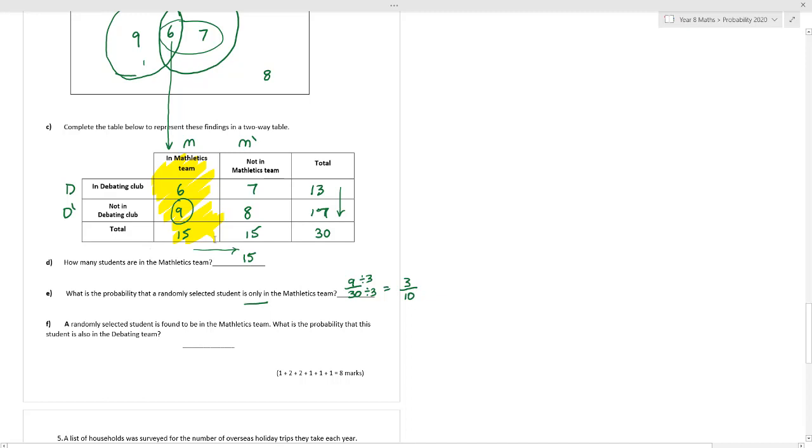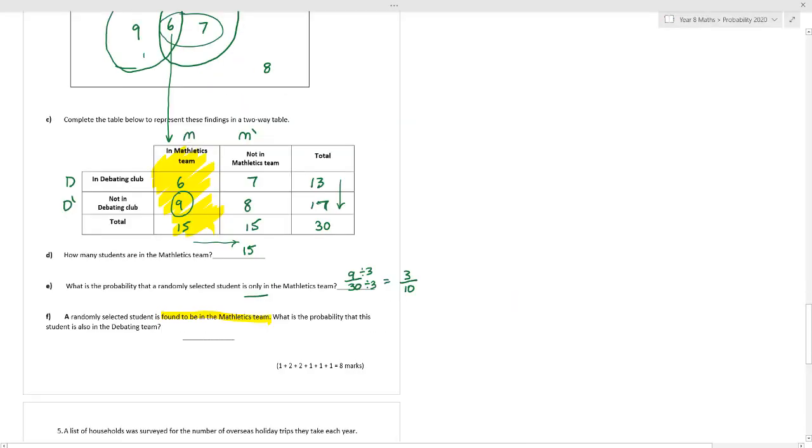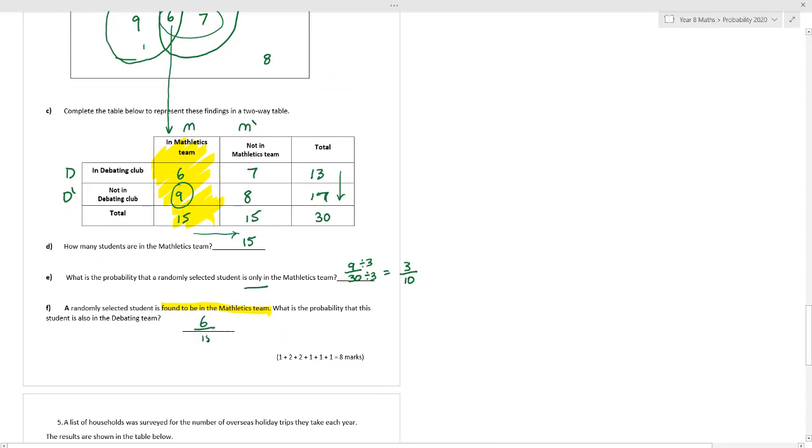A little bit of logic here. What is the probability that they're also in the debating team? How many of those 15 students are also in debating? 6. 6 out of 15. Okay, it's not out of 30. But why? Because we're told a randomly selected student is found to be in the mathletics team. So we're told that they are in the mathletics team. Of those in the mathletics, how many are debating is 6. Okay, so it's 6 out of 15, which if I divide by 3 and divide by 3 gives me 2/5. If you did 6 out of 15 in your calculator it would also simplify as well.